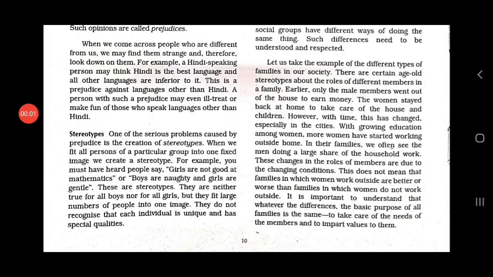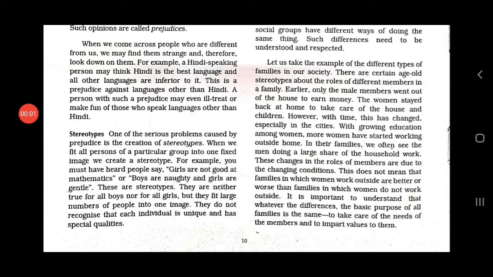But as time changed, especially in city areas, children, as women got more and more educated, they started working outside. And in such families, even the male members were involved in doing the household work. So all these changes in the roles of members came due to the changing conditions. And this does not mean that families in which women are working outside are better or worse than the families in which women don't work outside. Understood?